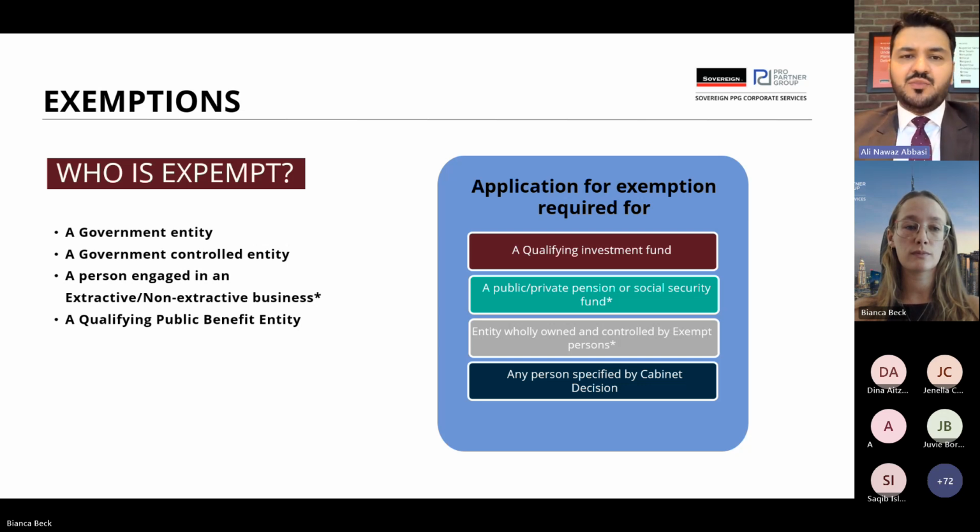They've also exempted qualifying public benefit entities that do good for the general public. All the qualifying public benefit entities are listed in Cabinet Decision number 37 of 2023. All these entities are automatically exempt from corporate tax, so they don't actually need to register for corporate tax or even file an application to claim exemption.